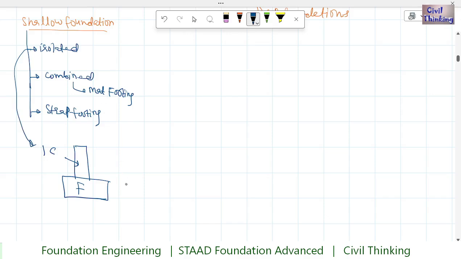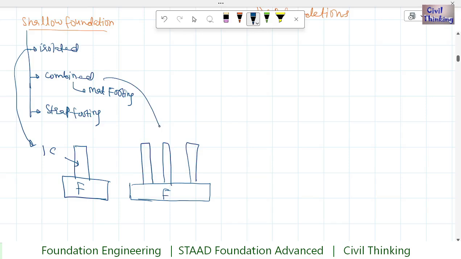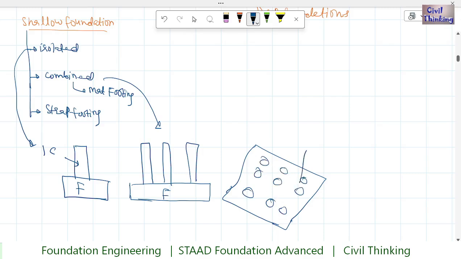Now the combined is where we have multiple columns on the same footing. If we have multiple columns, then that is the combined footing. Now mat footing is a type of combined footing where the dimensions are approximately proportional, and these columns are supported on this. So this is mat footing.